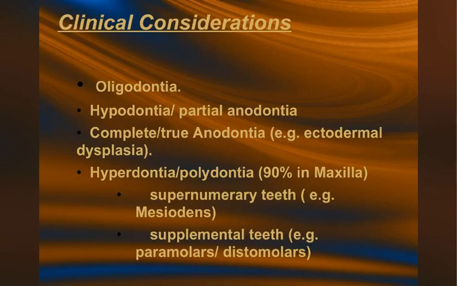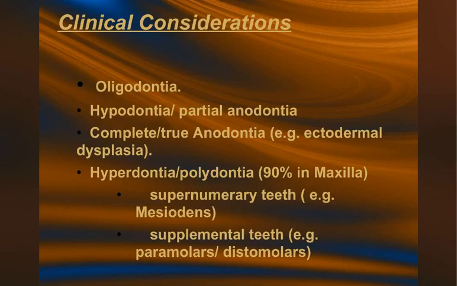An example of supernumerary teeth is the mesiodens. Mesiodens, it is between the upper central incisors, and it's cone-shaped. It doesn't look like the central incisors. That's why it's called supernumerary.